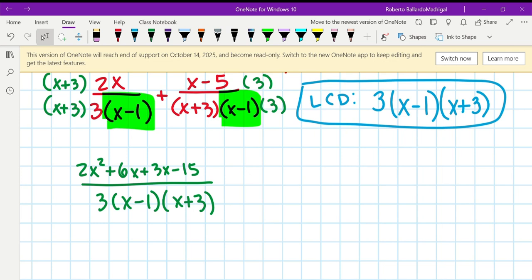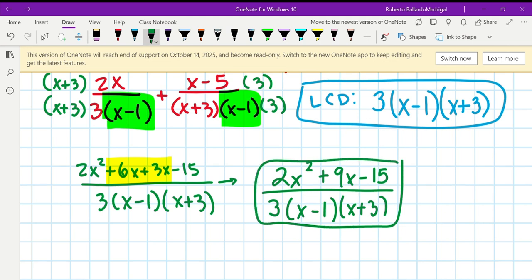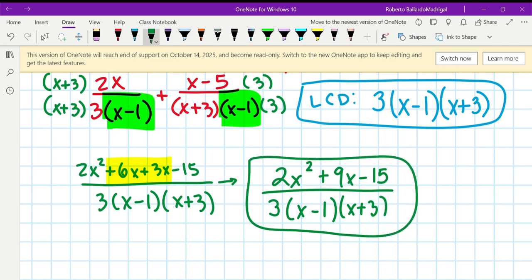And we are going to combine like terms. So we're just going to combine the 6x and the 3x, since those are the only terms we can combine. And that's going to give us 2x squared plus 9x minus 15 over 3, x minus 1, x plus 3. This is our final answer. I know some of you guys are thinking, can we factor 2x squared plus 9x minus 15? I don't think you can, but I'm not going to make you find out. You can just stop there.